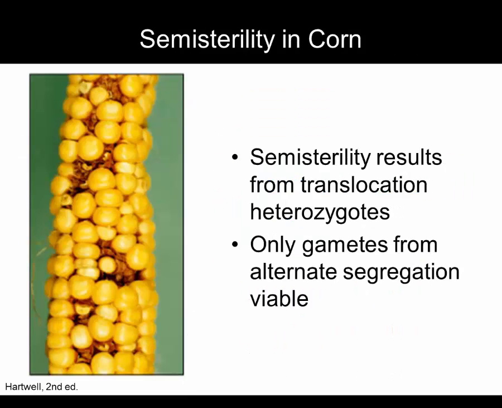This can cause semi-sterility. The kernels in this ear of corn are the progeny of an individual heterozygous for a translocation. Only half the gametes, those from alternate segregation, were viable.